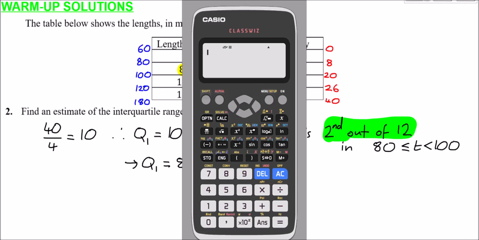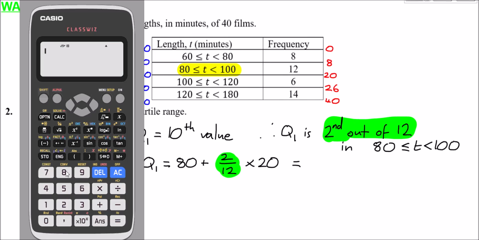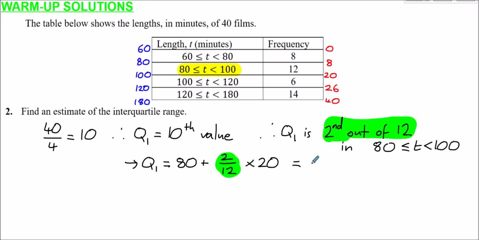So let's just calculate this quickly. 80 plus 2/12, which I know is 1/6, but I'm just leaving the numbers as they were found, 2/12 of 20, gives 83.3 recurring. Now we're going to round to 3 significant figures at the end, but for now I'm not going to round it. So that's about 83.33 recurring minutes.